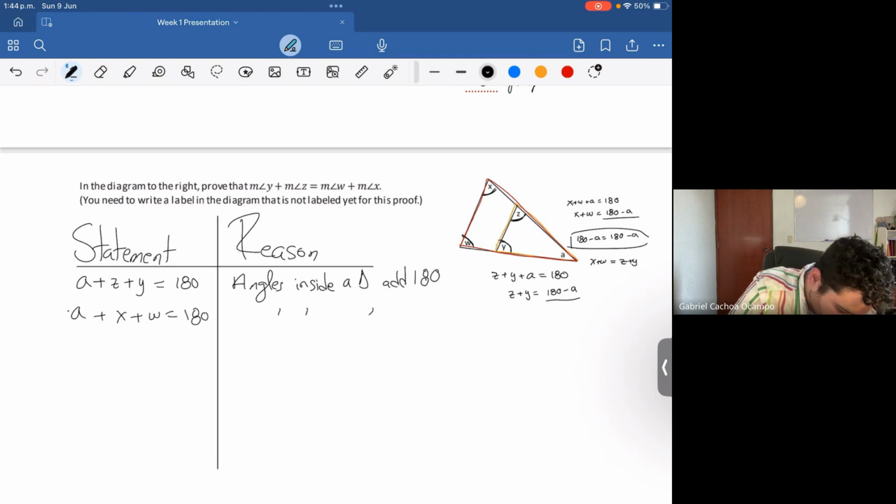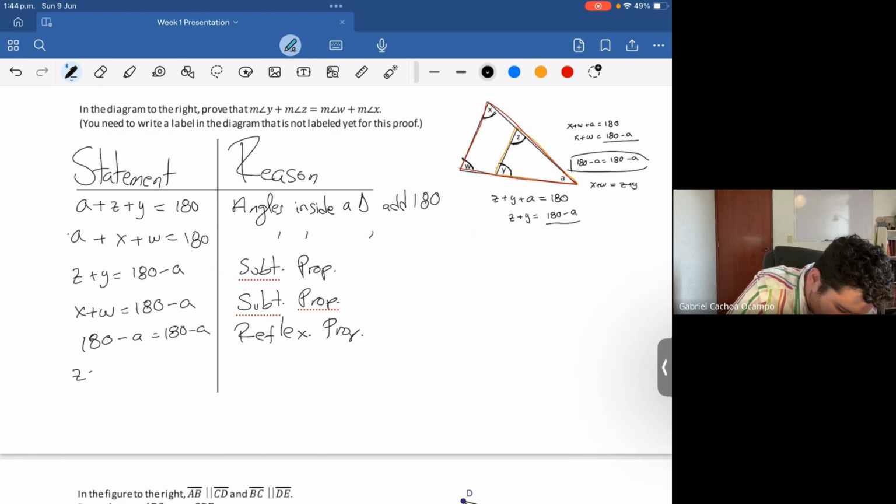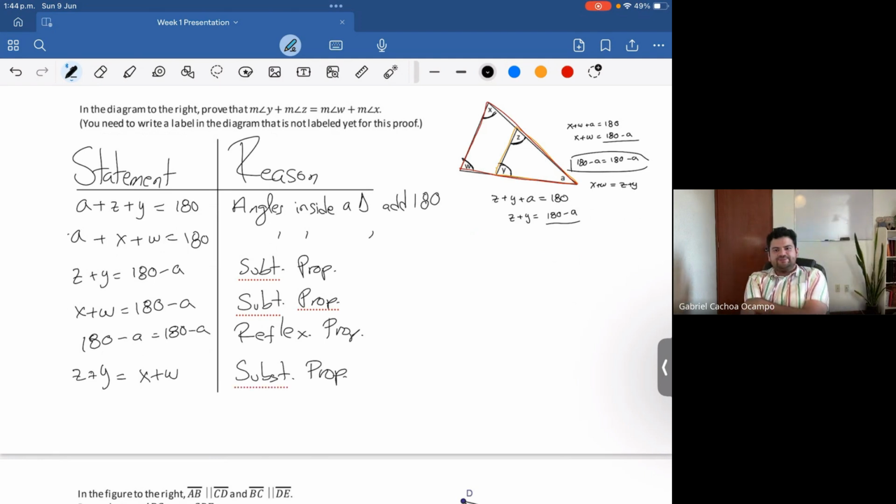Then C plus Y equals 180 minus A because of the subtraction property. Then X plus W equals 180 minus A due to the subtraction property. Then 180 minus A equals 180 minus A due to the reflexive property. So C plus Y equals X plus W due to the substitution property. And that is what we wanted to prove. Okay, very good.